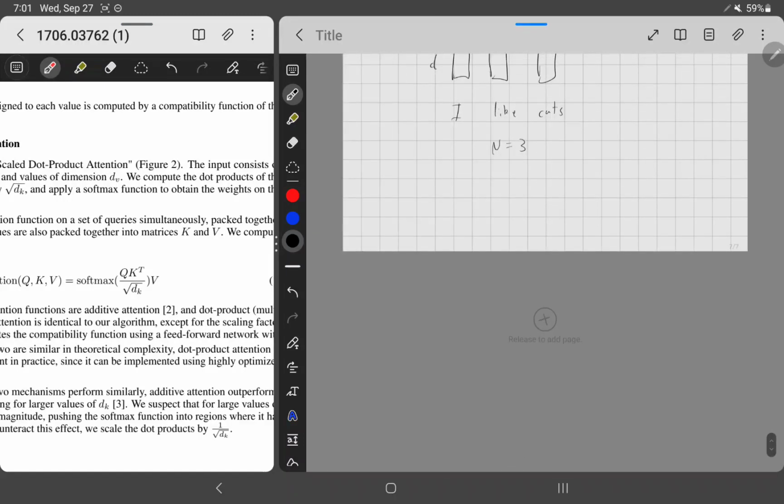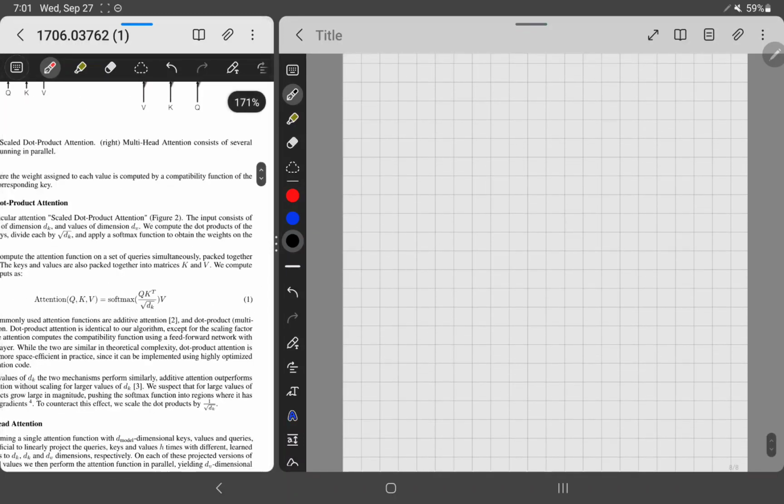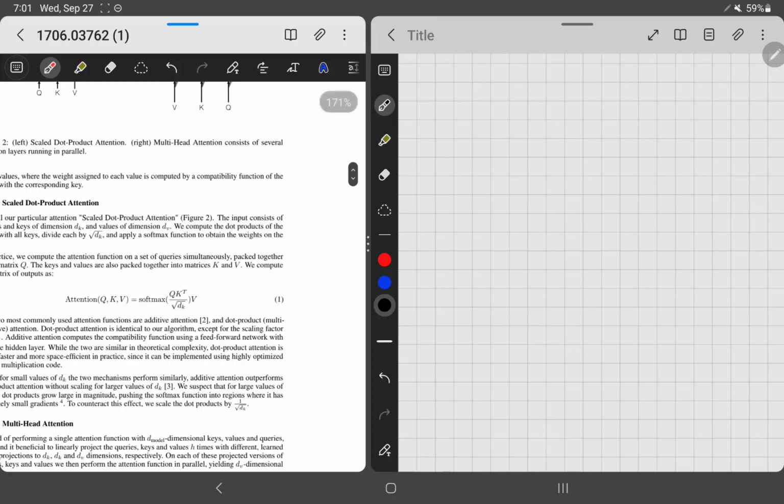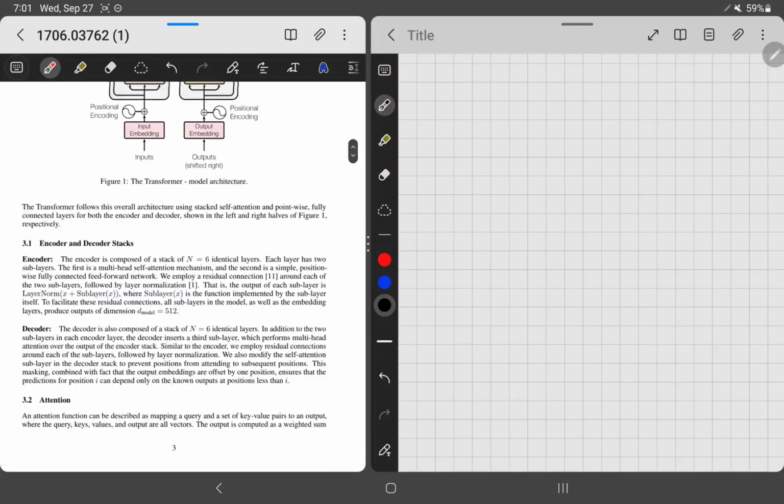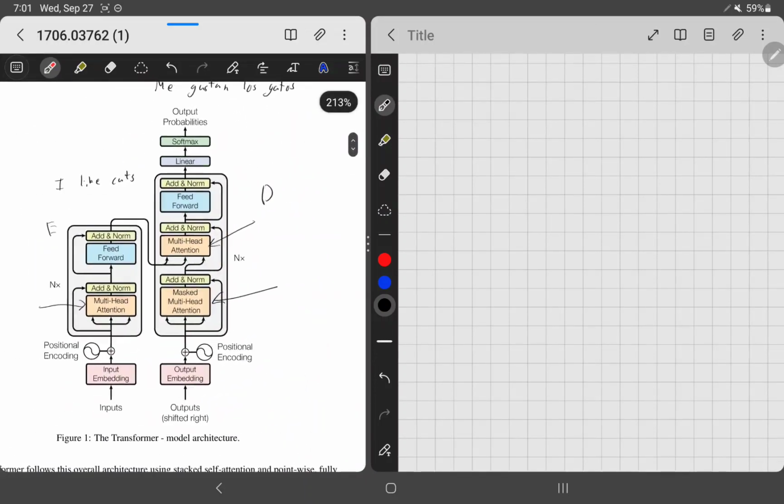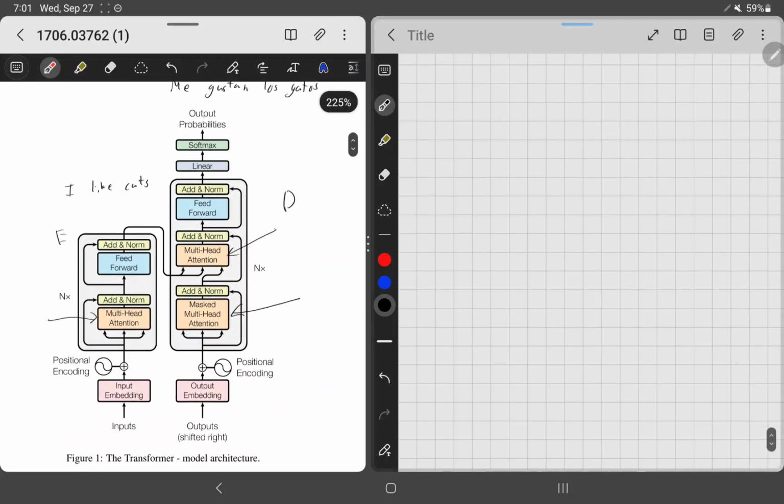So now that attention is out of the way, let's go through this piece by piece and put together the transformer. A quick side note: I didn't know this for a really long time, so this is why I'm mentioning it.